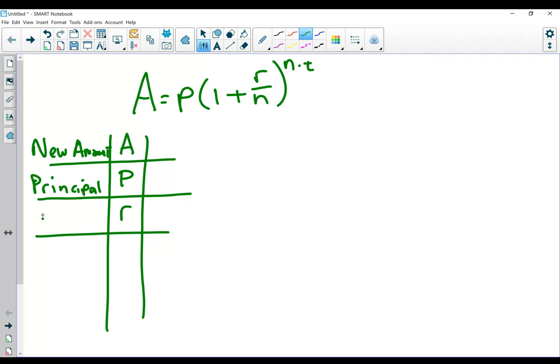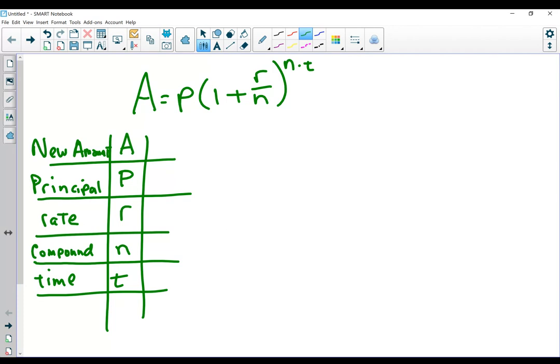R is the interest rate. They give it to you as a percent. You have to rewrite it as a decimal. N is the number of compound periods. I'll try to explain that in a moment. How often you compound. T is the amount of time, and it's in years.